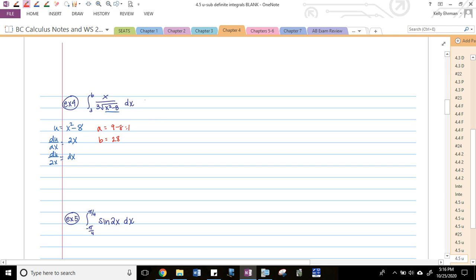All right. So now we have the integral from 1 to 28 of x over 3 square root of u times du over 2x. X's cancel, that's a good sign. You have a coefficient of 1/6 that you can factor out, constant of 1/6. And then we can just make it u to the negative 1/2 du. When I add 1 to that, I get 1/2. So 2 u to the 1/2 evaluated from 1 to 28.